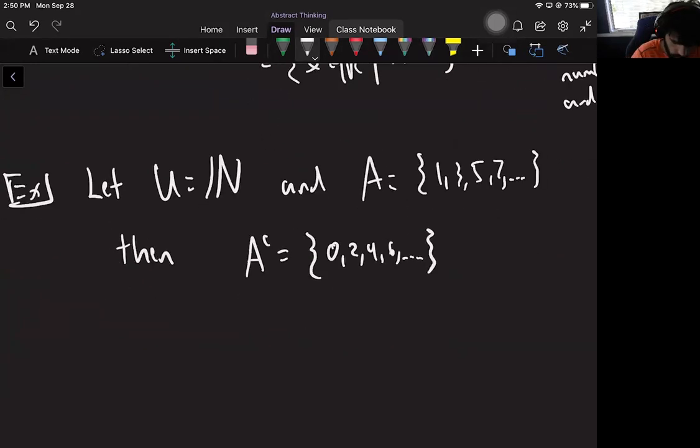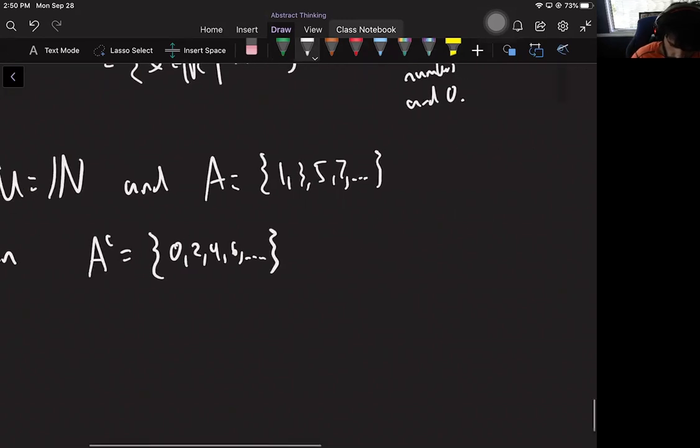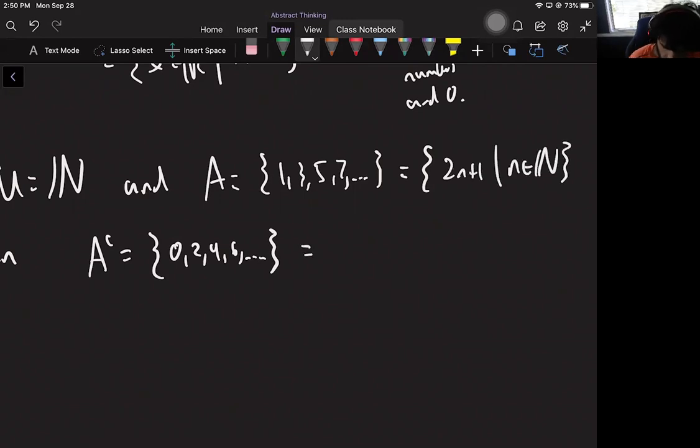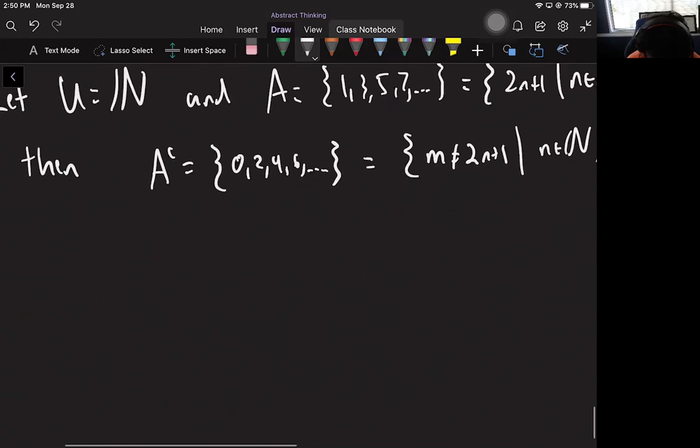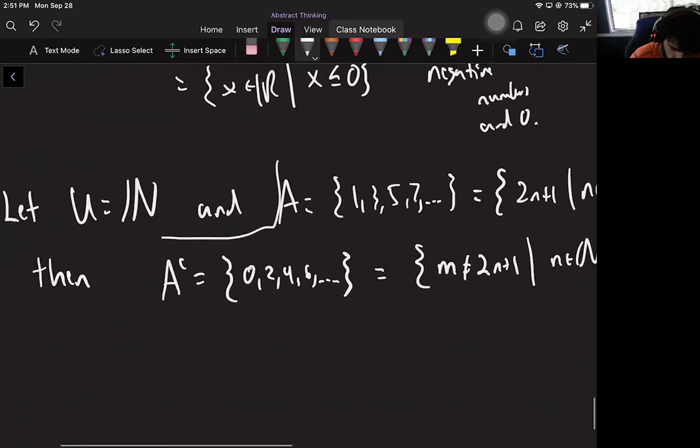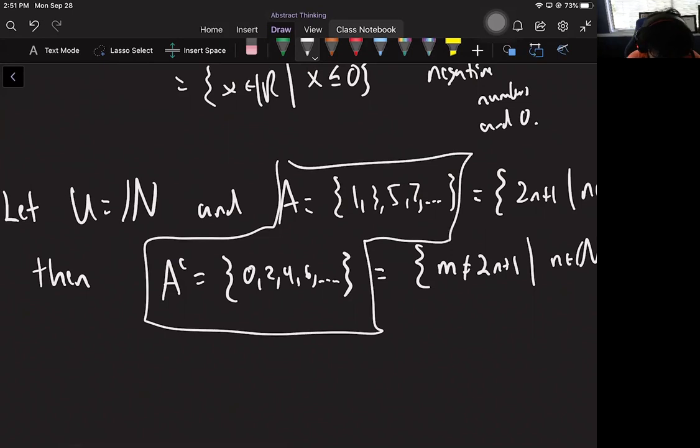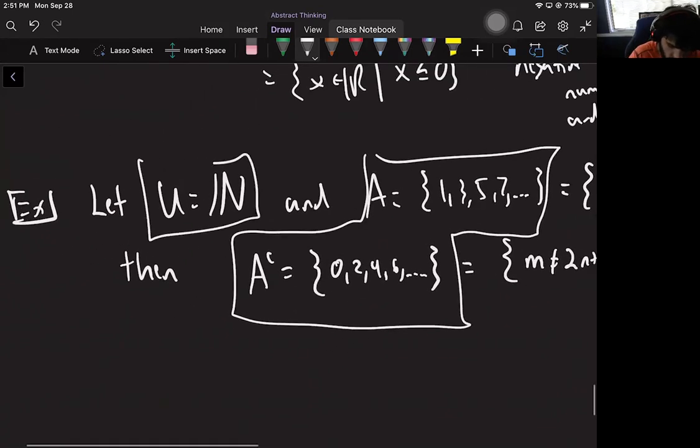And you could do this using fancier ways, meaning you could think of A as being the set of 2n plus 1, where n is a natural number. And so then you're negating that property. So you're saying that the complement are the things which cannot be written as 2n plus 1, where n is a natural number. And those are just the even numbers. Okay. But again, you don't have to think that hard on this example. It's just evens and odds. Those are the opposites of each other in the context of being in the natural numbers.